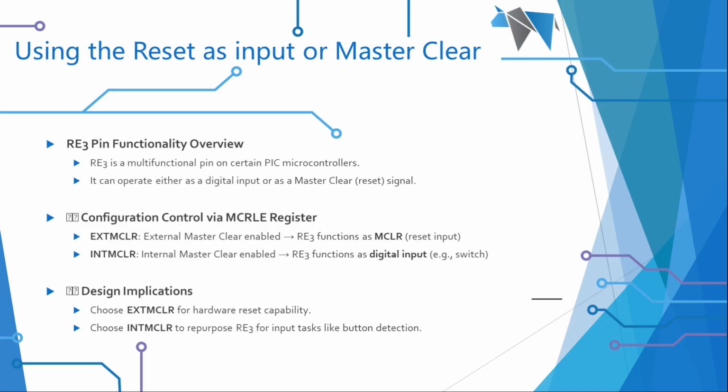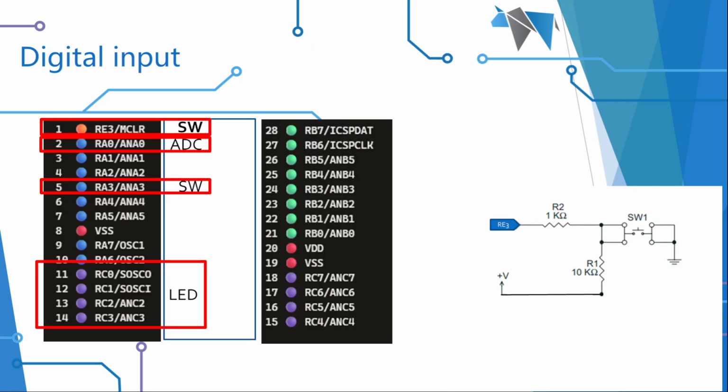Now, there are some design implications of doing this. If you want to use the hardware reset capability of the chip, which is someone pushing a button to reset the microcontroller, you would use the external master clear enabled. If you wanted to repurpose that as an input to use as button detection, you'd use internal master clear enabled, or INT, the INT part. So there's 2 levels of functionality, and we're going to see those operating.